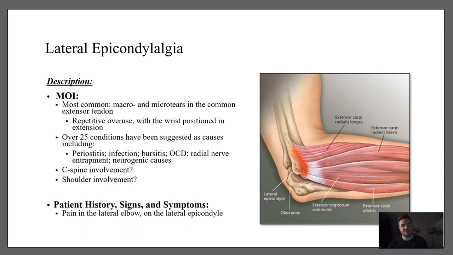But over 25 conditions have been suggested as causes of lateral elbow pain, including periostitis, infection, bursitis, osteochondral defects, radial nerve entrapments, neurogenic causes, even cervical spine involvement with things like radiculopathy, and shoulder involvement. So a weak or tight shoulder may place more stress on the elbow during functional movements in sports, causing an increased stress there. So the big thing here is patient history, signs and symptoms. It's pain in the lateral elbow.